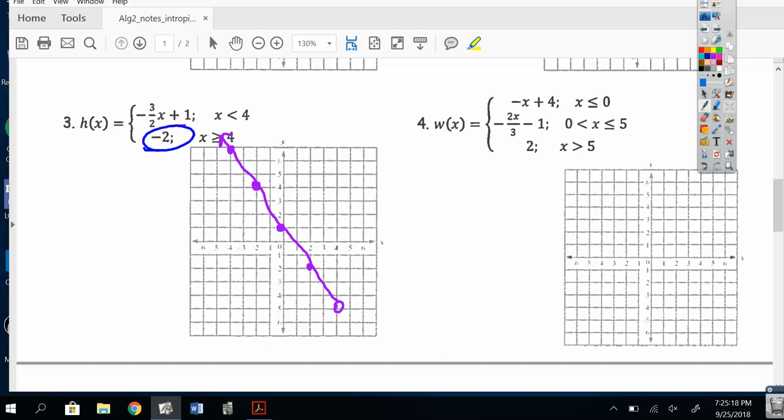If I just look at y equals negative 2, so y equals negative 2 here, right? But it says it has to be greater than or equal to 4. So 4 is here, and it's going to be a closed dot, and it's greater than, which means I can erase all of this side.